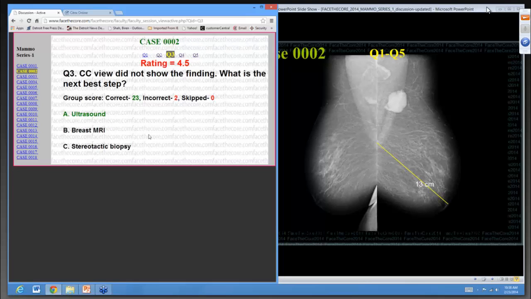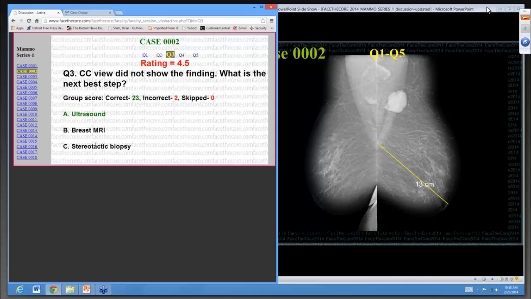Question three, the CC view did not show the finding. What is the next best step? Usually for an abnormal axillary lymph node, you'll best appreciate it on the MLO view, but you won't see it on the CC view. And so in this particular case, we'd want to further assess this by ultrasound.